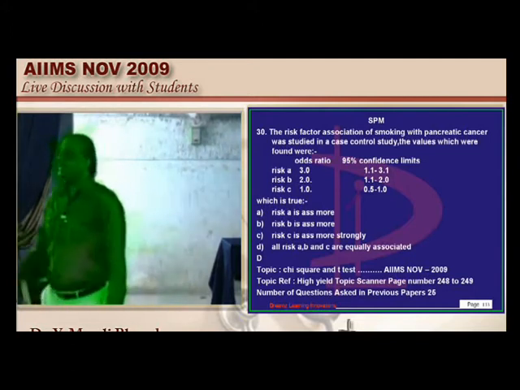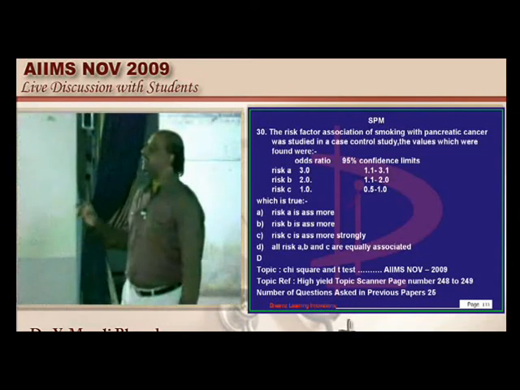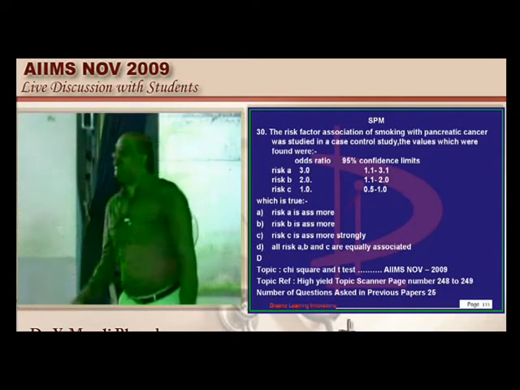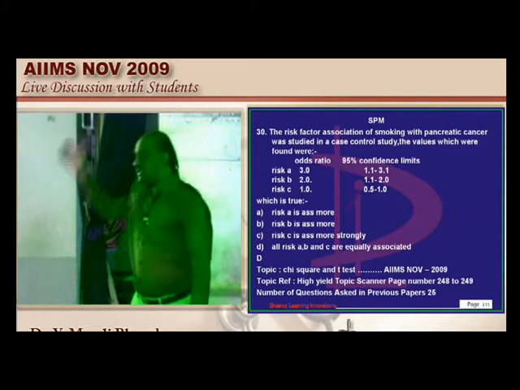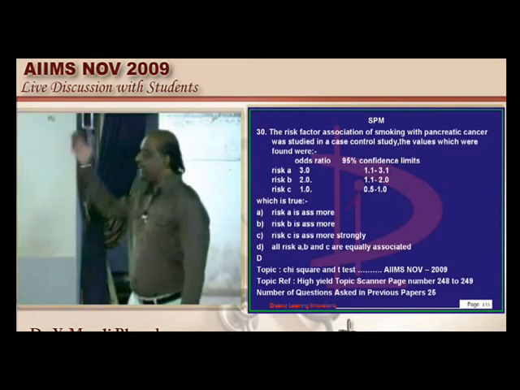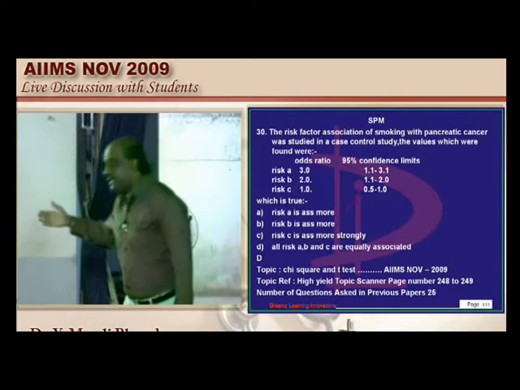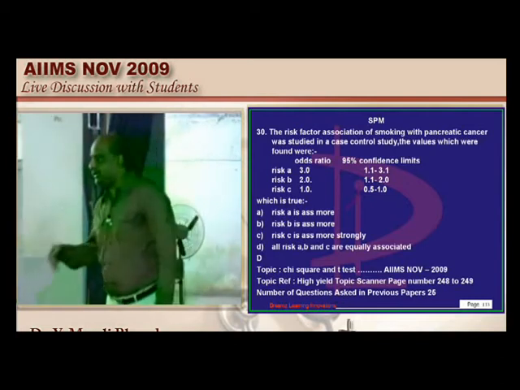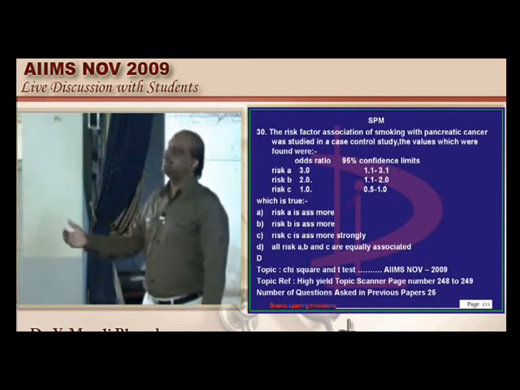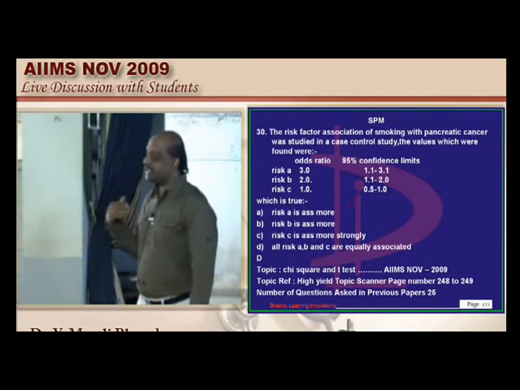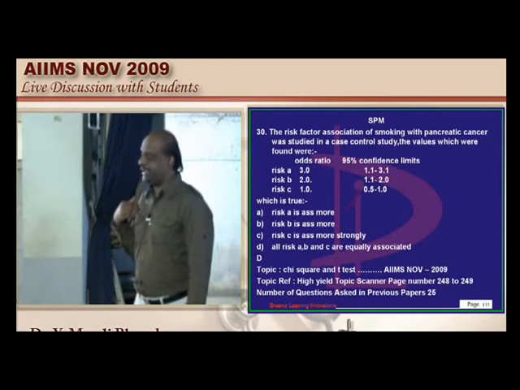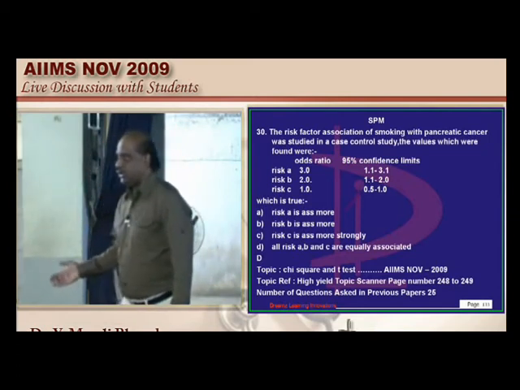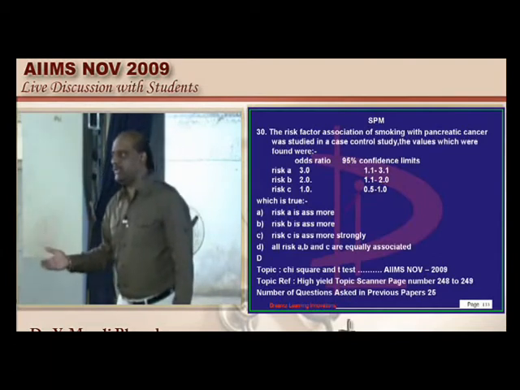Okay? Suppose the odds ratio is 6, what does it mean? If this risk factor is there, I have 6 times more chances of developing a particular disease. So there is 6 times more chance for me to develop a disease compared to the person who doesn't have the risk factor. So it is the risk ratio which is being calculated.